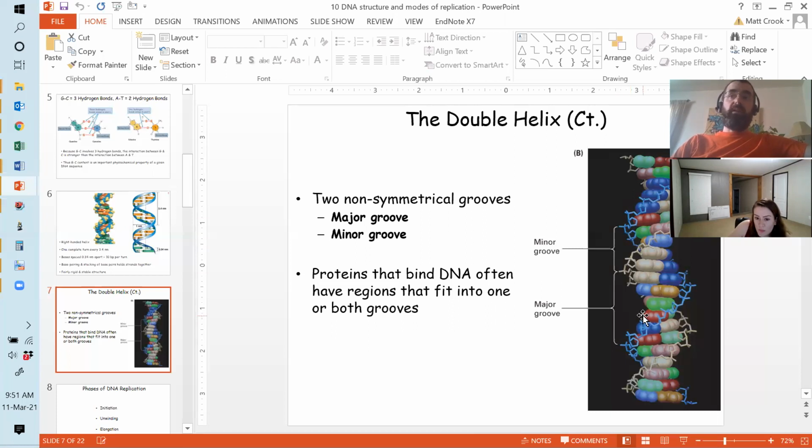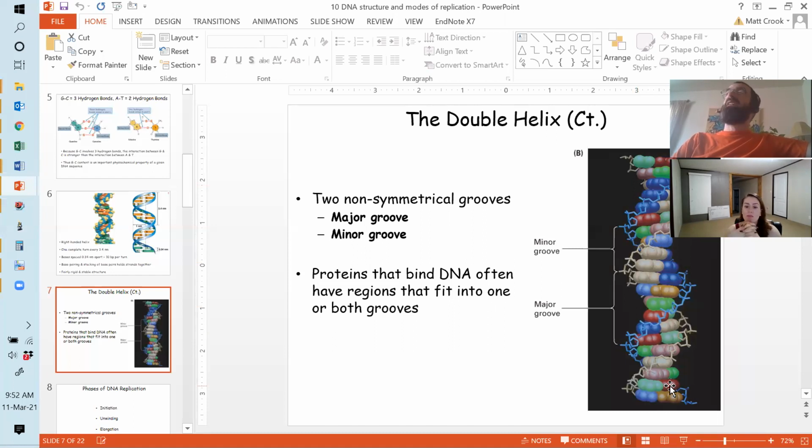And there are many proteins such as transcription factors. We'll be talking about some of them in a little bit. Initiator proteins that start DNA replication. They recognize not just the sequence of DNA, the individual bases, which I always think is kind of funky, to be honest, because how do they see them? They're on the inside. But they also recognize the shape.